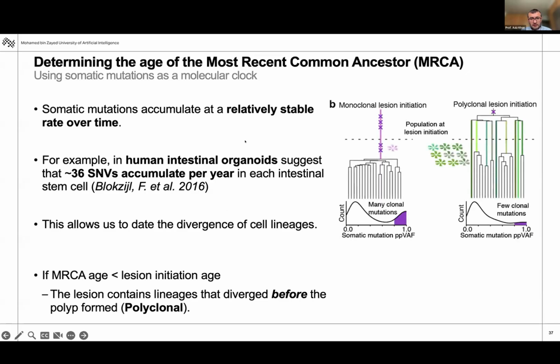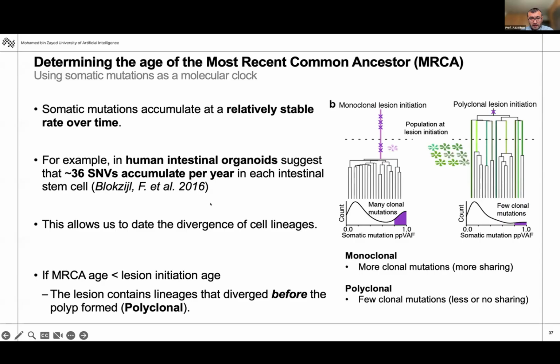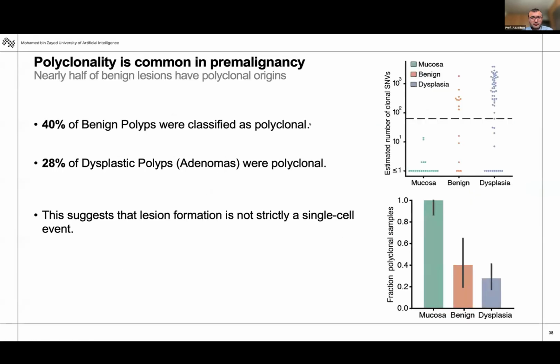Okay, so you could see that in a monoclonal lesion there are more clonal mutations, which means more sharing. You have these mutations happening early on before the MRCA, and you could see there's a lot of sharing. But in polyclonal, you could see those mutations happening after the MRCA, and there is less sharing, but these are very distinct mutations happening at individual trunks in the tree, right?